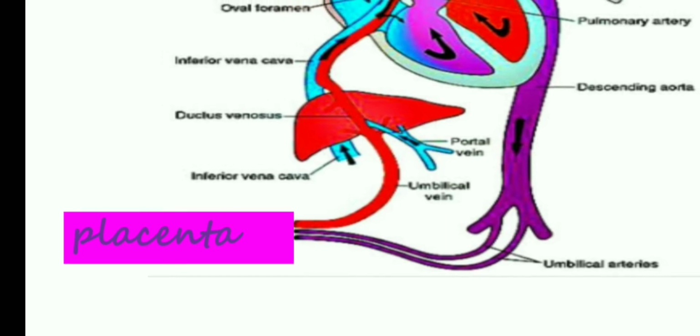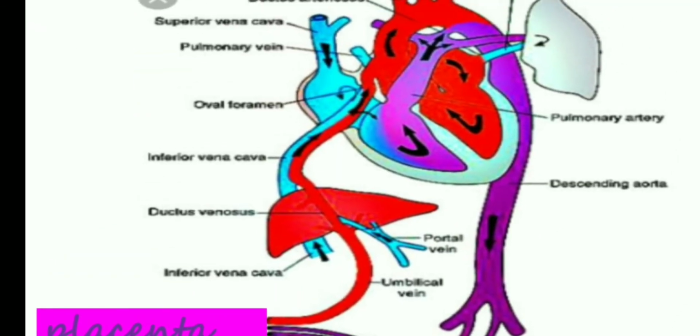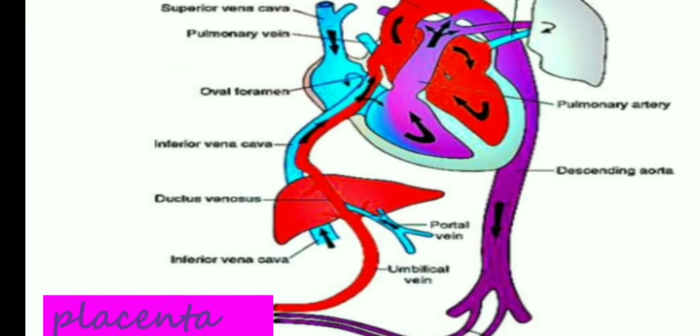Here is the portal vein, and it receives the remaining deoxygenated blood. So what happens here?